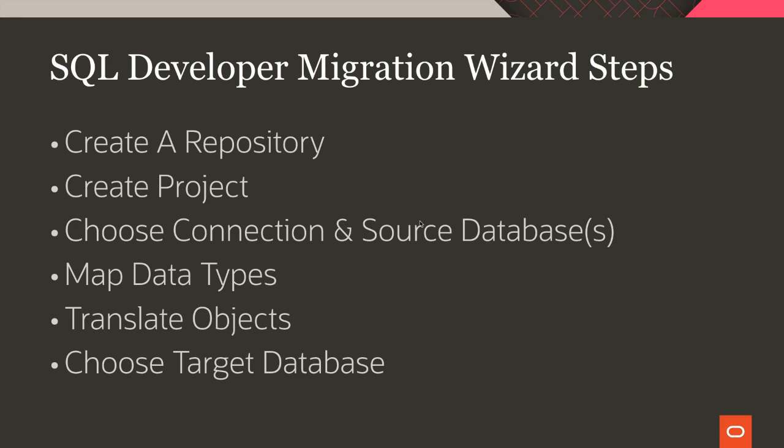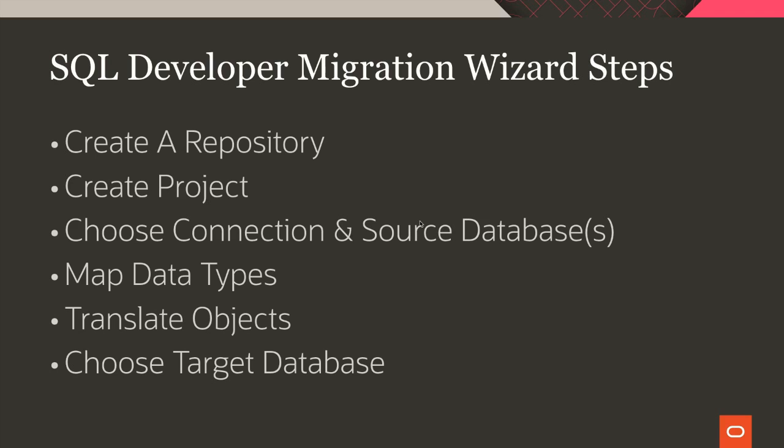So there is a migration wizard, as I said, included with SQL Developer, and there's basically 6 steps you need to take. You need to create a repository, and this is just basically a database that stores some kind of meta information as it relates to your projects and your migrations. The next step is to create a project. You choose a connection and a source database. So in this case, I created a connection that pointed to my RDS MySQL database, and then you map your data types. If you have, for example, a Boolean data type and you're coming over to Oracle that has no Boolean type, you need to kind of map how those things are done.